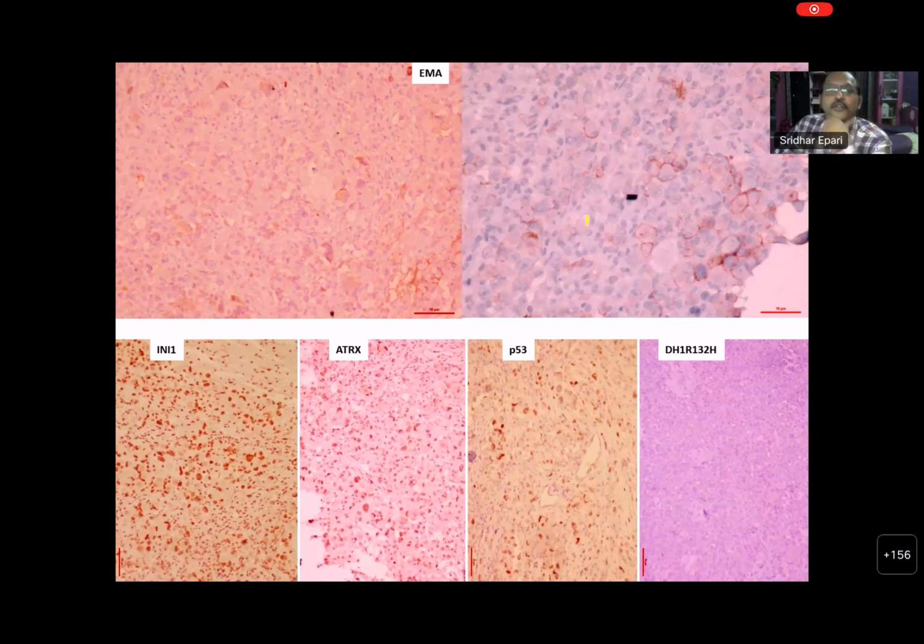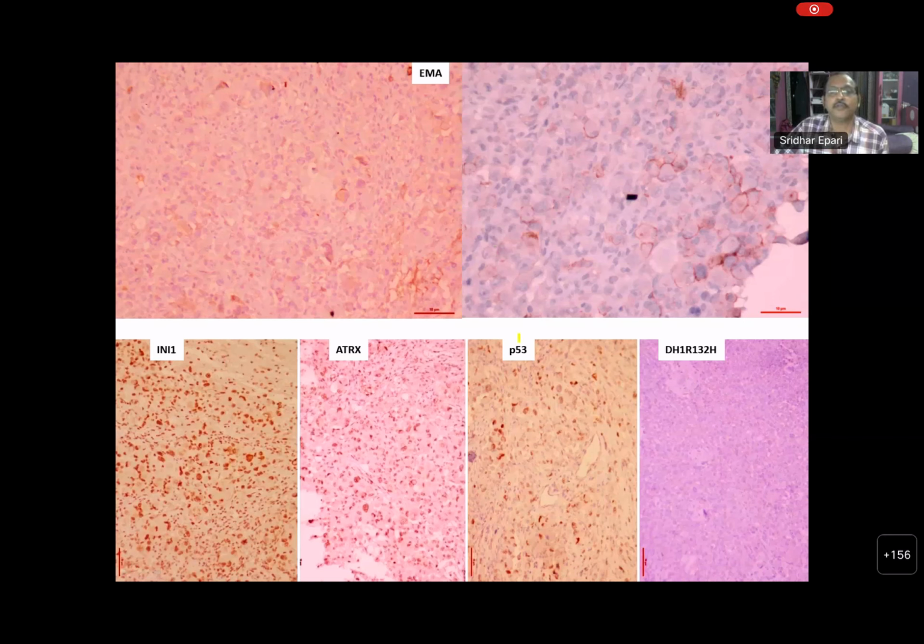So EMA, how will you interpret EMA? Here it looks like a few cells are showing membranous staining. So what does it mean? Positive. Will it tell us anything more? It reinforces your finding of epithelioid. Anywhere across any body, whenever you have an epithelioid phenotype, you get EMA positivity. It does not tell you anything. Don't jump to the conclusion of an ependymoma on EMA positivity. EMA membranous positivity is not a feature of ependymoma. Membranous positivity only tells you about epithelioid.